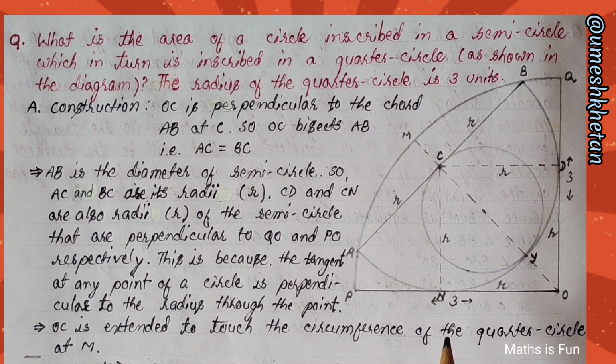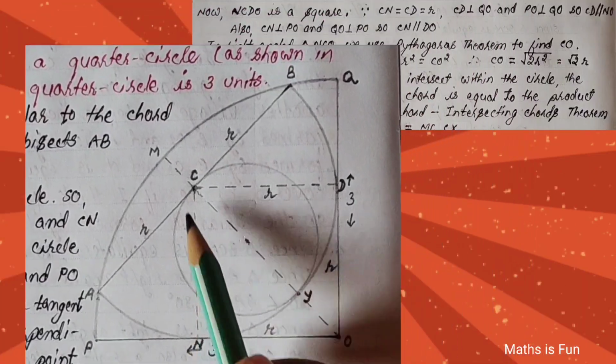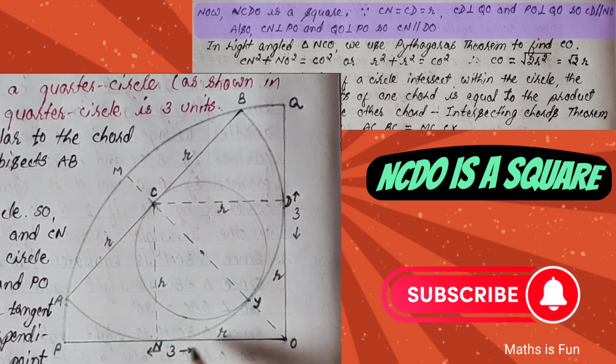So let's find out the area of this full circle. Now I am going to explain the steps one by one in finding out the area of this full circle. So let's do it. The quadrilateral NCDO is a square. So why do we say that NCDO is a square?